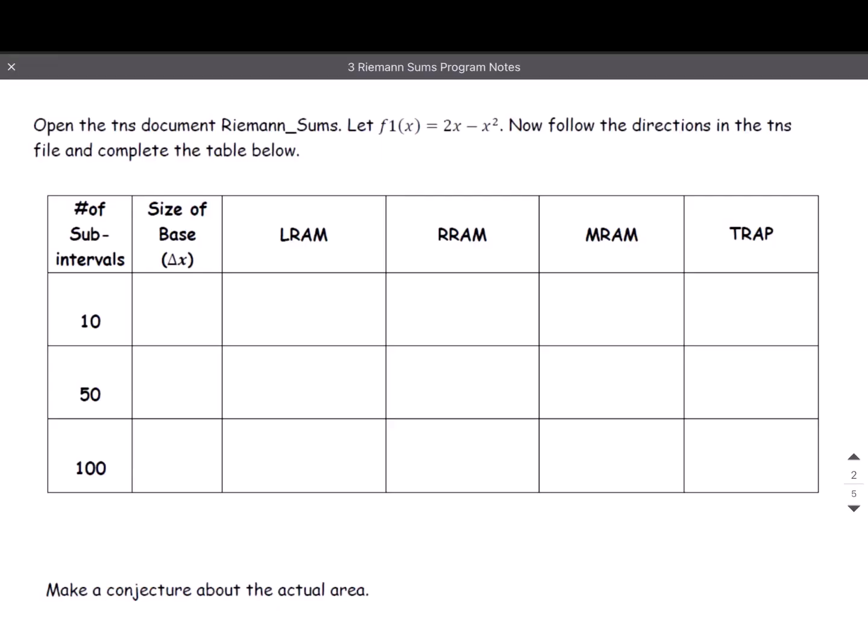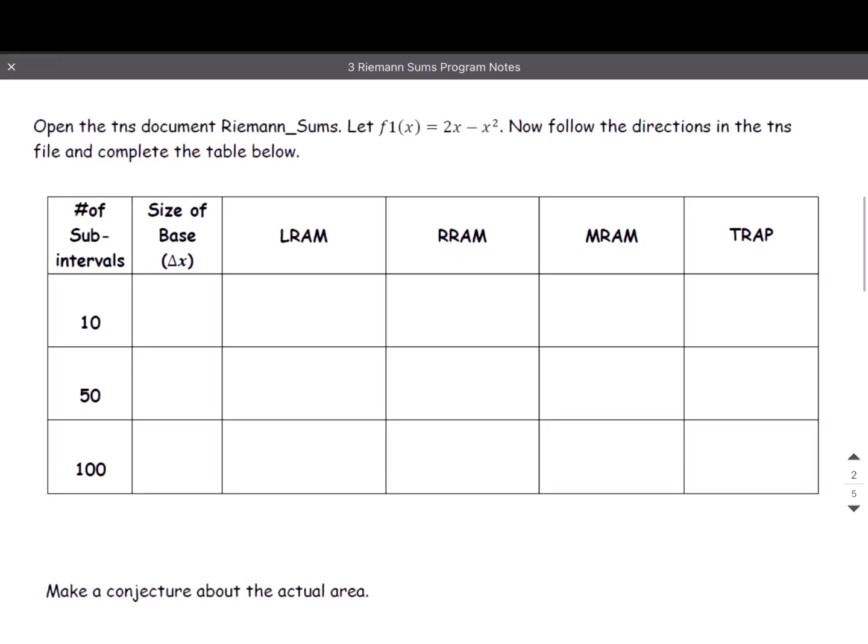No, thank you. Now remember, if n is 10, that means our base, because we're still going from 0 to 2, is 2 minus 0 over 10, which is 1/5. If n is 50, we have 2 minus 0 over 50, so our delta x is 1/25. If n is 100, the length of each subinterval is 1/50th. These are really small intervals. Okay, let's go to the calculator.